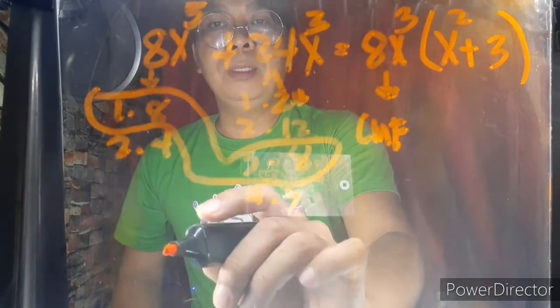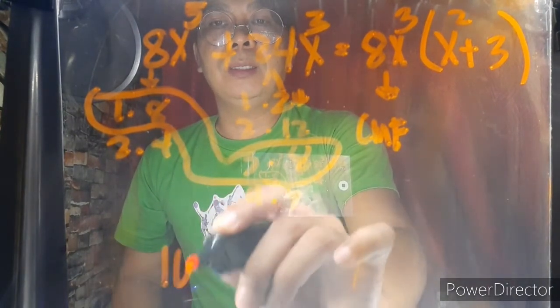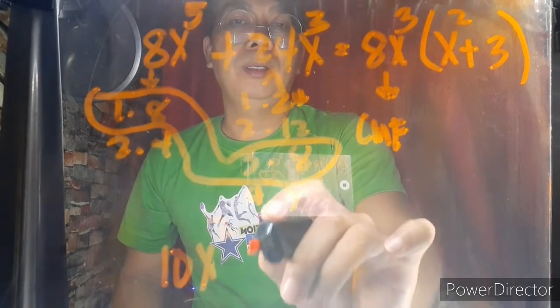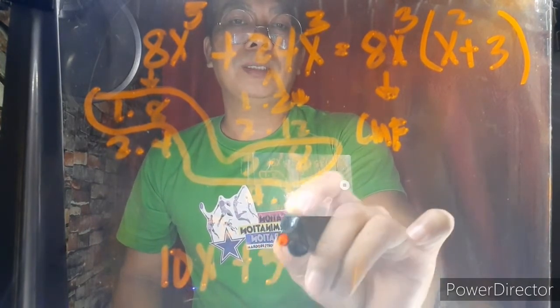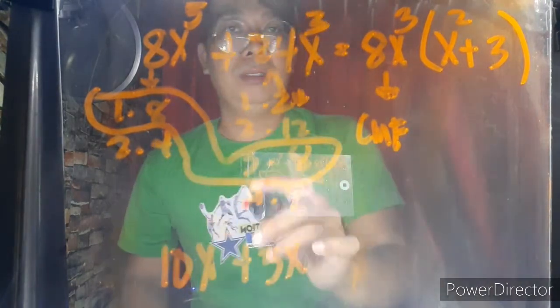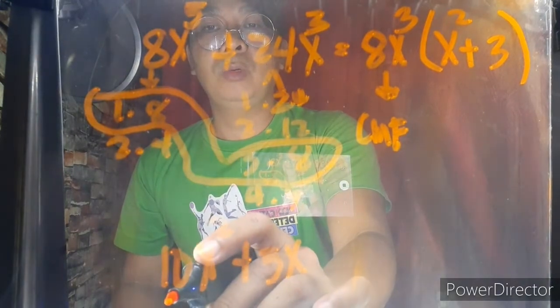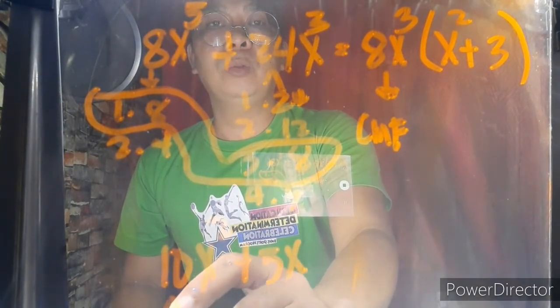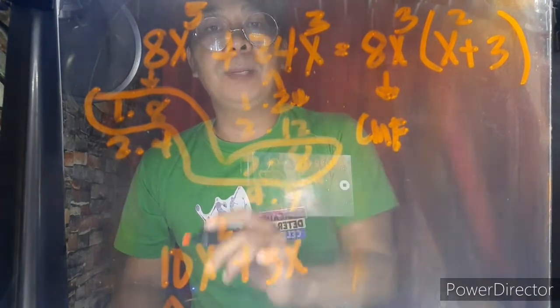Here's another example. So, for example, the given is simply 10x squared plus 5x. Okay, so what is the possible factor of 10? So, 1 times 10, and 2 times 5. That is the possible factor.